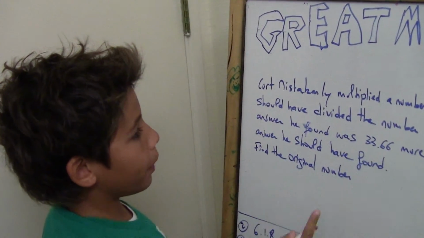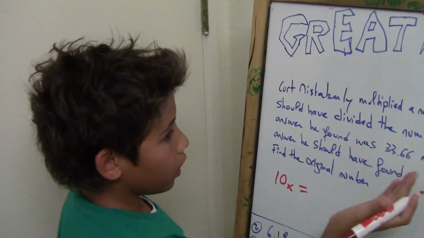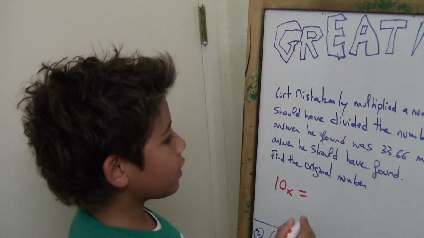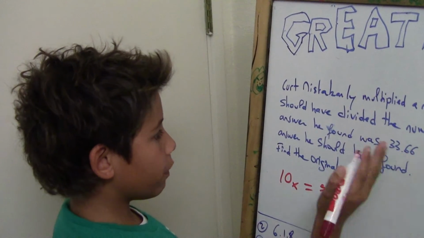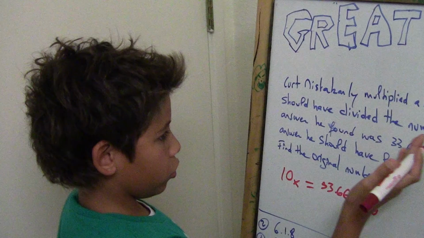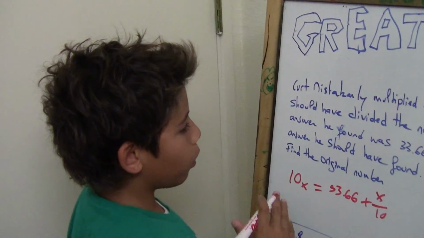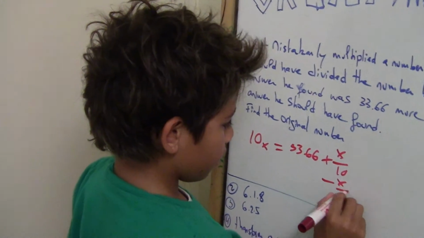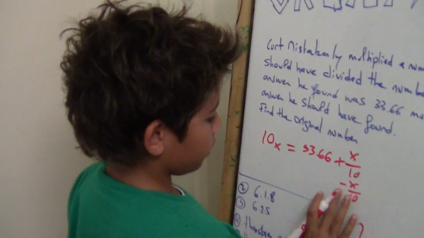Kurt mistakenly multiplied a number, the number's x, by 10, so it's 10x. And he should have divided the number by 10. The answer he found was 33.66 more. So you should have also divided it. You should have divided the number by 10. There we go. We have a fresh problem that we can go with. Because you found 33.66 more, is that right? Yes, that's why you would put it here.